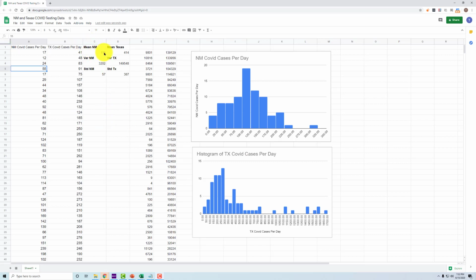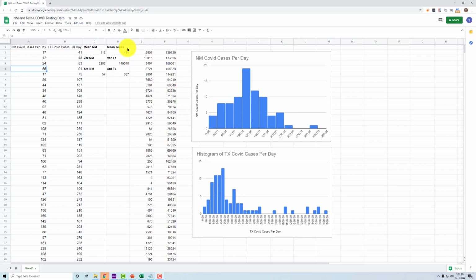The mean number of cases per day for New Mexico has been 116, whereas the mean for Texas has been 414. The variance for New Mexico has been 3,202, whereas for Texas it's much larger, almost 150,000. Sure enough, the standard deviation shows a similar difference, with 57 being New Mexico and 387 being the standard deviation for Texas. So this helps us understand, in numbers, what we can see visually.